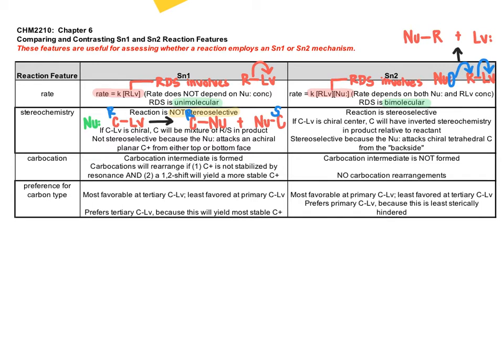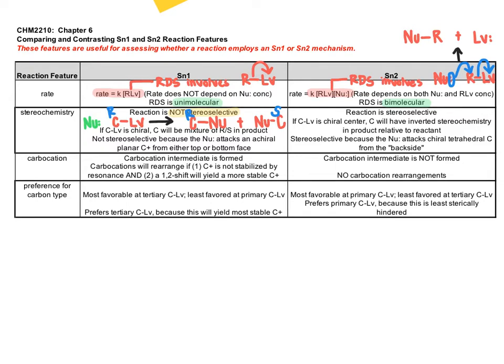Racemic means an equal mixture of two enantiomers. So if this results in the formation of a mixture of enantiomers that's equal, 50-50, we would say it's a racemic mixture. And so we would describe this reaction as being not stereoselective.